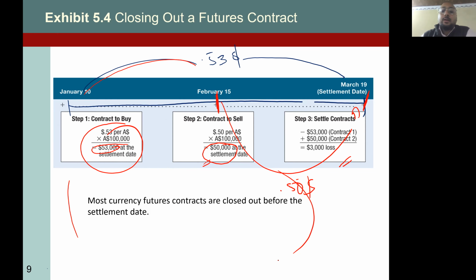So like we said in our forward, most transactions are closed out before the settlement date, because after this, no matter it's February 16, 17, 18, 19, or 28 February or 15 March, you have a loss that would be settled. So it's better to pay and get rid of and complete the transaction.